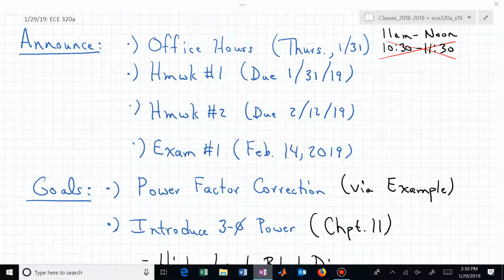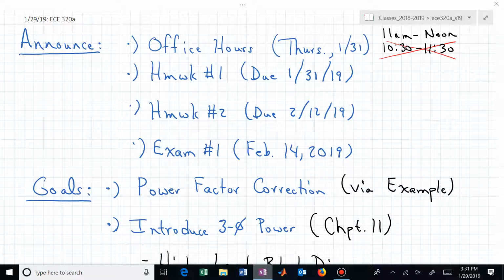I do have one correction to make for this week, and that is that Thursday's office hours I'm double booked, so I'm sliding the office hours from 10:30 to start at 11. So office hours on Thursday of this week only for now will be from 11 until noon on Thursday. Homework 1 is due Thursday, so I will be in office hours tomorrow whenever those are scheduled. I don't remember. And homework 2 is due on the 12th of February prior to our exam.